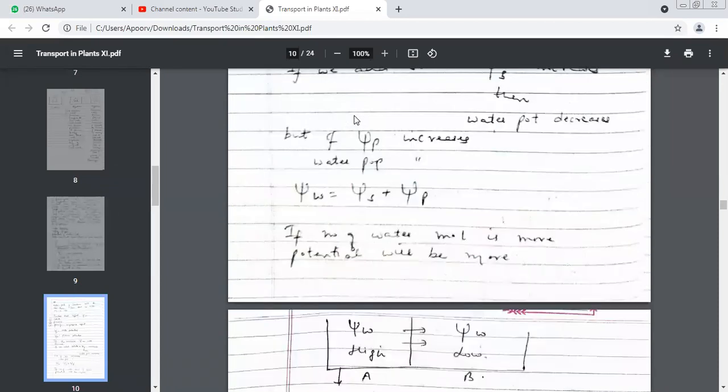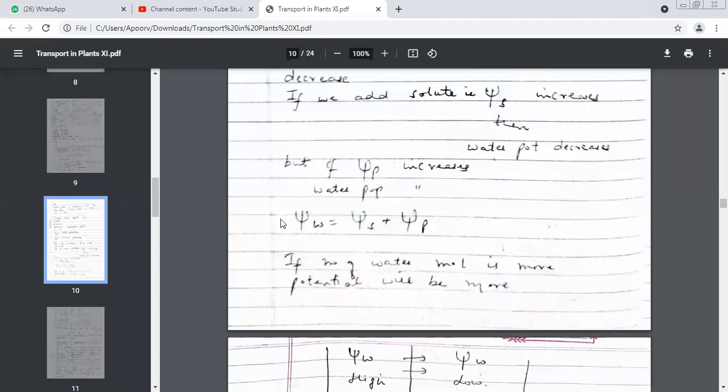So we have a formula coming up for you. This is the formula: Xi W is equal to Xi S plus Xi P. What is the formula? Everybody, please learn it with me. Xi W is equal to, what are the two factors it will depend upon?